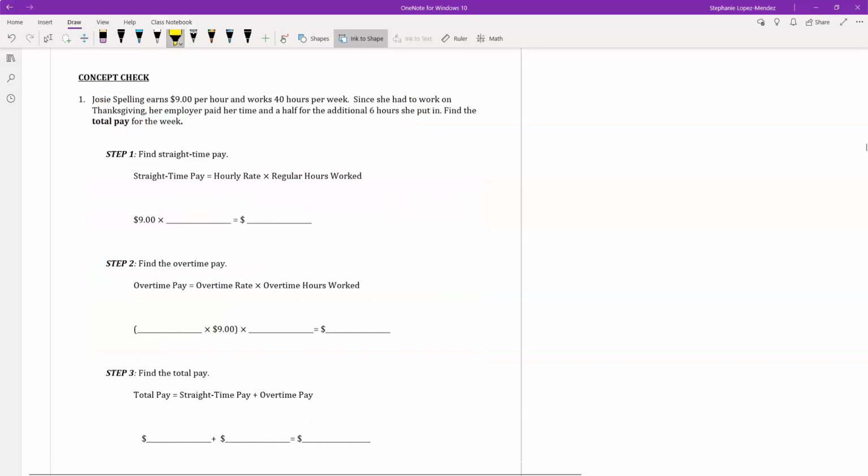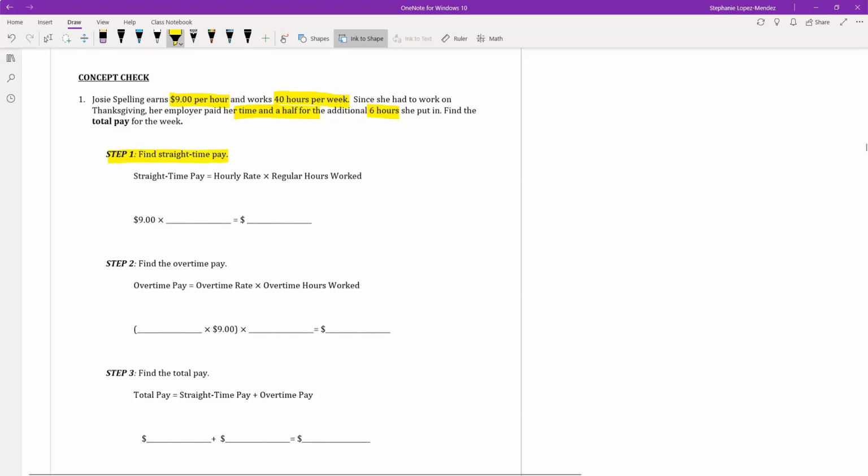We go to our concept check, and on problem number 1, it says Josie Spelling earns $9 per hour and works 40 hours per week. Since she had to work on Thanksgiving, her employer paid her time and a half for the additional 6 hours she put in. Find the total pay for the week. And on step number 1, we find the straight time pay.